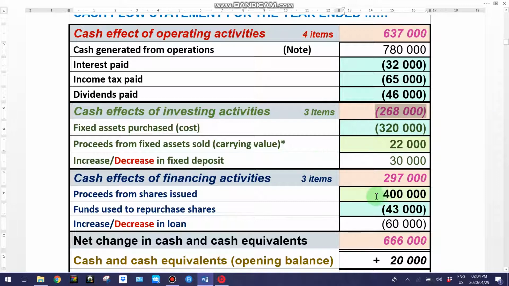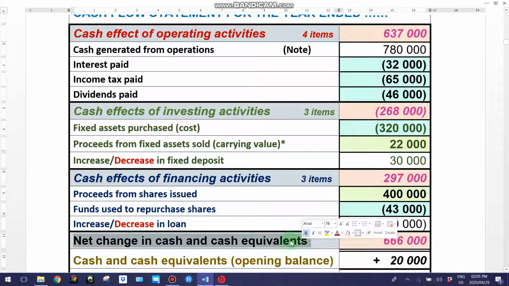And then the same for my financing activities. I've got a positive inflow there, a negative figure for funds used to repurchase, and I've also paid back part of the loan. So I'll take 400,000 minus 43 minus 60, and I've got a net figure, an inflow there of 297,000 rands.